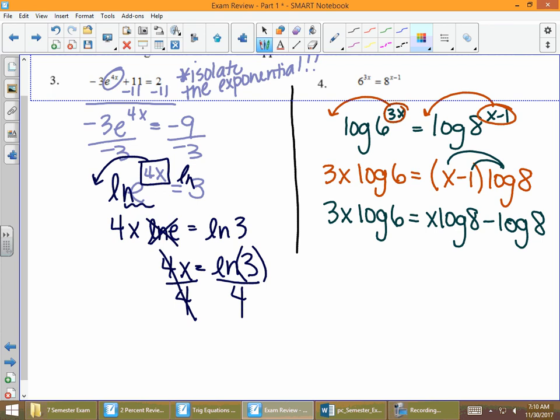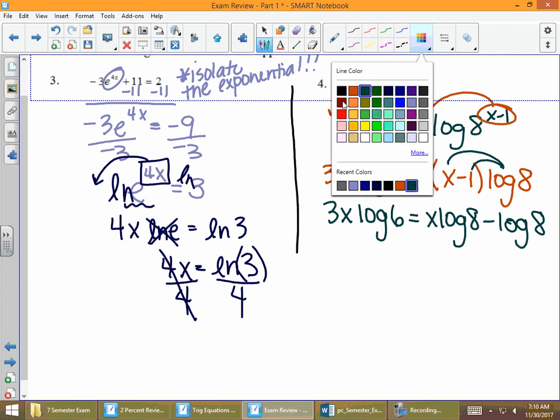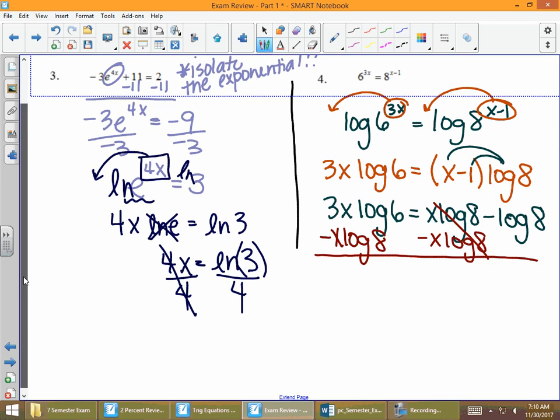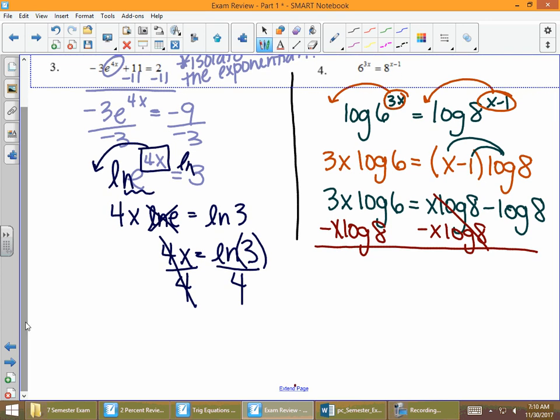I'm going to move my x's to the same side of the equation. So that means I'm going to subtract my x log of 8 over. We can't break that pair up yet. They're multiplied, so the only way to break that up is going to be division. And we're going to divide by factoring here in just a second.